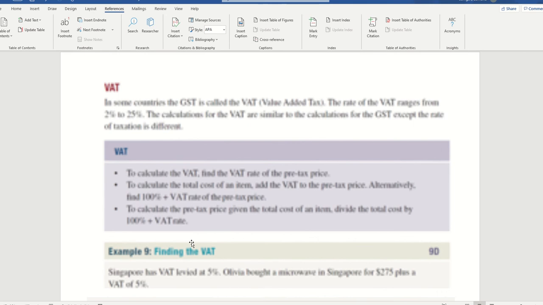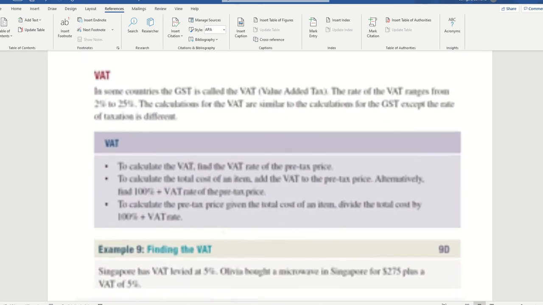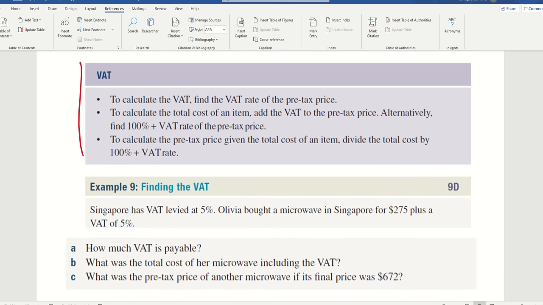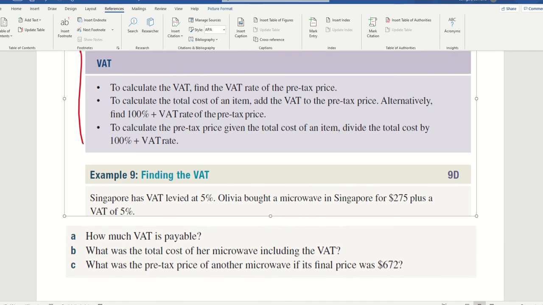All right, let's have a look at this one up here. It's called the VAT. In some countries, the GST is called the value added tax. The rate of the value added tax ranges from 2% to 25%. The calculations for the VAT are the same as for the GST, except the rate is different. So here it says exactly the same thing as it said in our GST box.